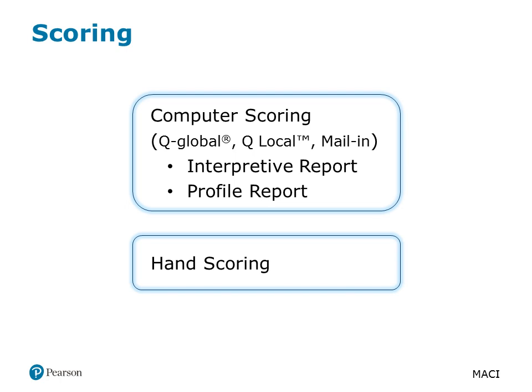In terms of scoring, you can score the MACI using Pearson's web-based scoring system, the Q Global platform. It can also be scored at your site using Q Local, or you can also access computer scoring by mailing in your adolescent's answer sheet. If you choose computer scoring, you can generate either an interpretive report or a profile report, and the difference is that the interpretive report will include a narrative description of the test results. Or you can use the tables in the manual to hand score.